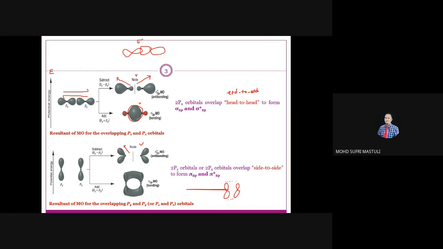repelled away from the node. This is why it looks like a butterfly. So this is PY or sigma 2p bonding or sigma star anti-bonding molecular orbital.